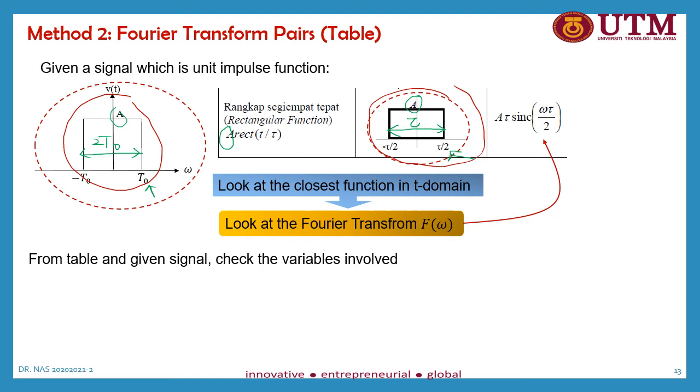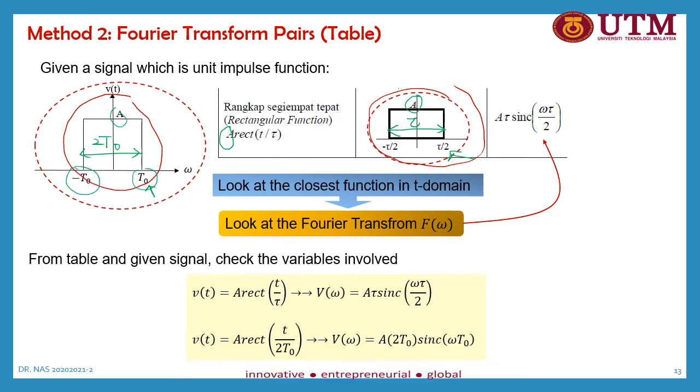So you need to properly modify your Fourier transform to fit the information you have from the given signal or the given function. In this case, from the table, from the general equation, given is a rectangular function of t over tau, where this tau is the size or the width of the rectangular.